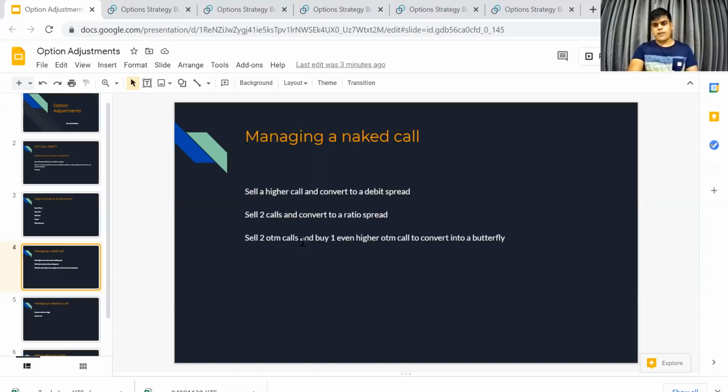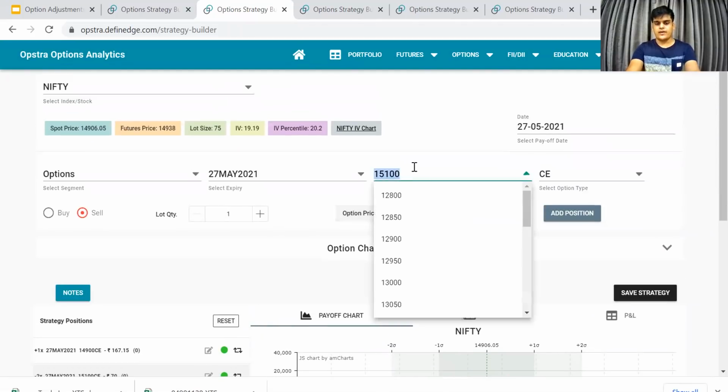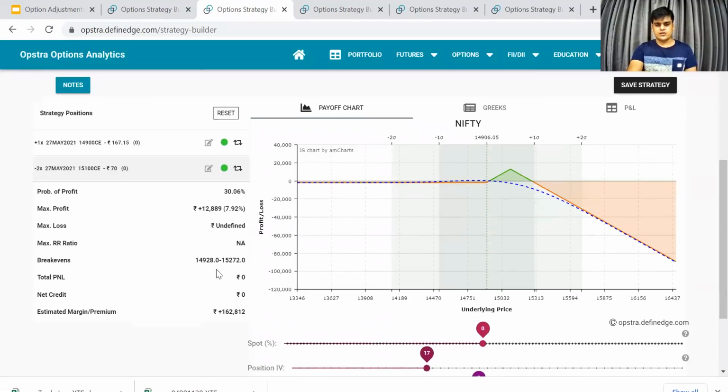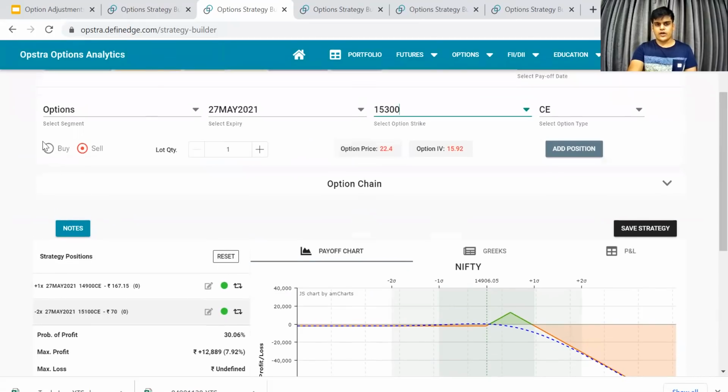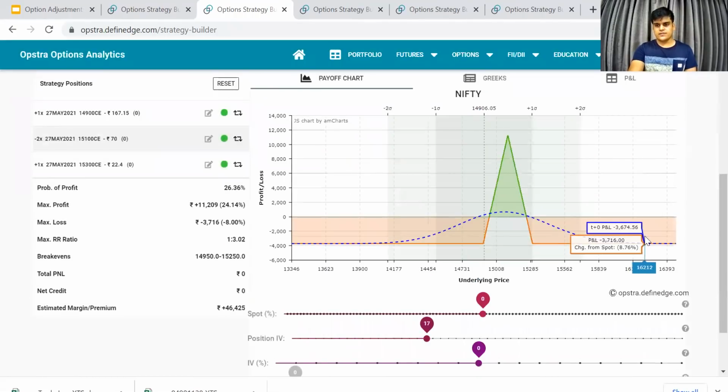Another is you sell two calls and buy one slightly higher call so that you convert to a butterfly. So you do this and you buy this leg. So 15272. So basically 15300 I'll buy. So we're always buying the break even legs. Okay. So I bought this, I sold this twice, and now I'm buying another call to cap my loss. You can see that the loss is unlimited on the upside. So if I do this, the loss will be limited on the upside.